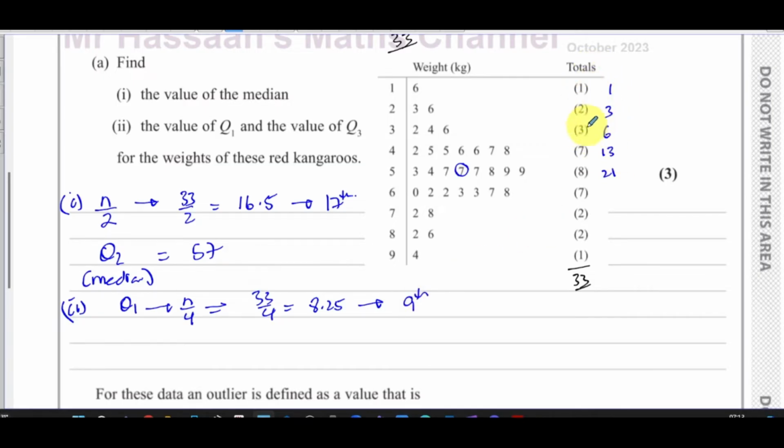Okay, which is going to be, by the time we got to this number, this is the 6th, 7th, 8th, 9th. So this is going to be the value of Q1, which is 45. So we can say Q1 equals 45, and this is known as the lower quartile.